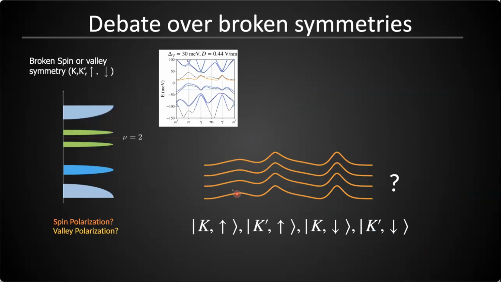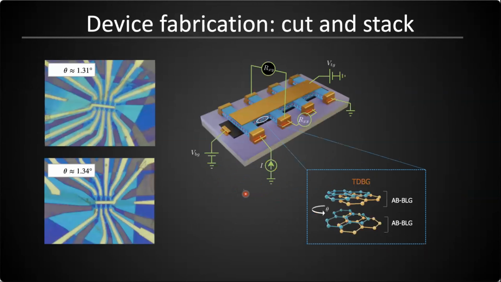However, if you start with these 4 bands and they're split, you can ask how they split. You have 4 degrees of freedom, 2 of spin and 2 of valley, but they can of course combine into whatever spinors you want. So how exactly do these states combine? That's been one of the big questions in the field: what is the nature of these broken symmetry states? So that was where our experiment started.